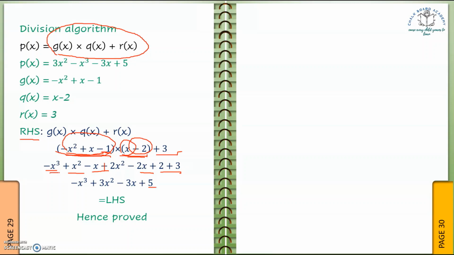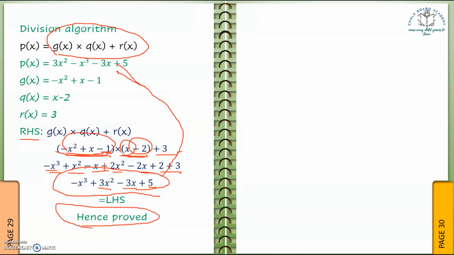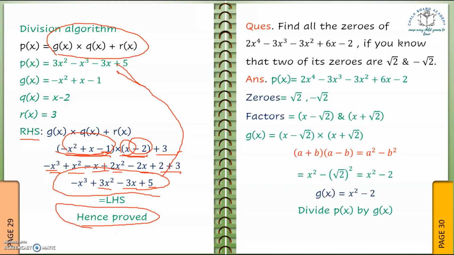Then minus x cube as it is. Then x square plus 2x square, that is 3x square, and then minus x plus minus 2x, that is equal to minus 3x. And this is actually what we have seen. This is the same as p(x). So hence LHS is equal to RHS. So we have proved, or we have verified, the division algorithm for this question.